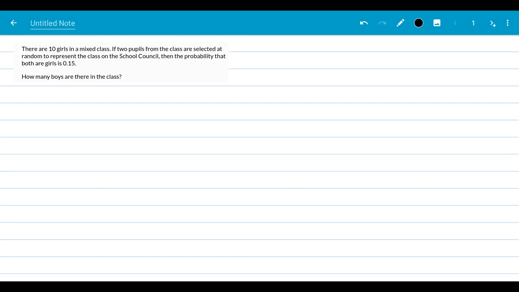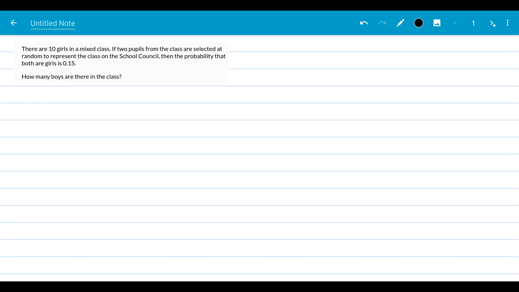So we're going to try and solve this question. We've got 10 girls in a mixed class. So there's some boys, we don't know how many there are. And we're going to pick 2 people at random. We've got that the probability that we pick 2 girls is 0.15 or 15 out of 100. We want to know how many boys there are in this class, right?